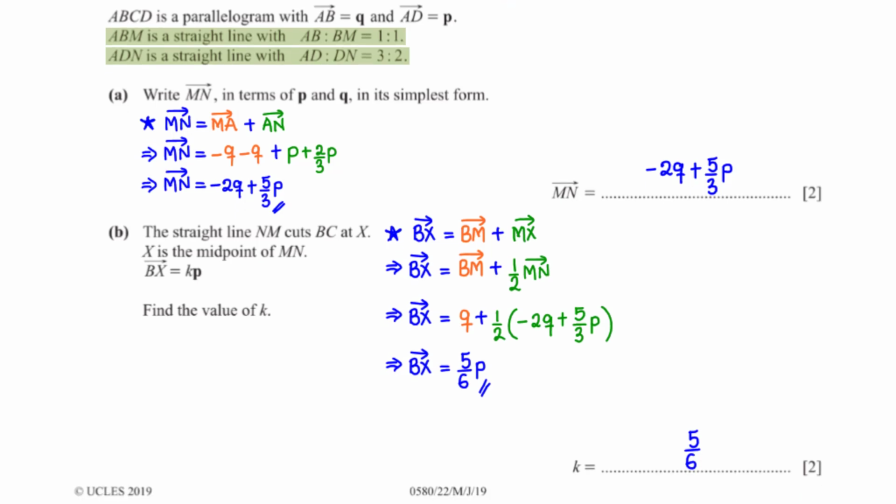The straight line NM cuts BC at X. X is the midpoint of MN. BX equals KP. Find the value of K. BX can be expressed as BM plus MX. X is the midpoint of MN, and so MX is half of MN. BM is Q. We found MN in the previous question as -2Q plus 5/3P. When we expand the brackets and group like terms, we have BX equals 5/6P. Therefore, K is 5/6.